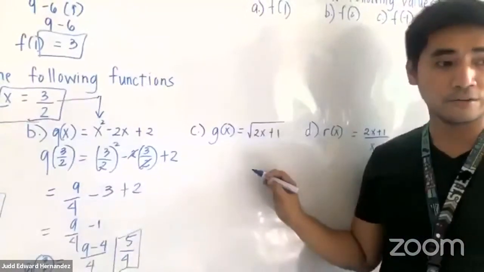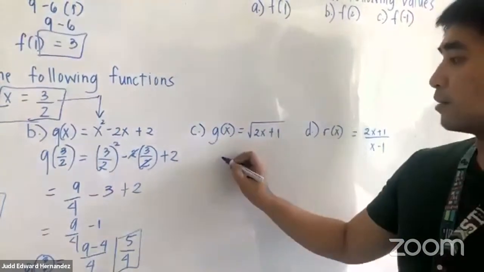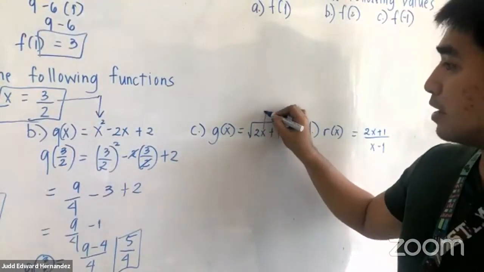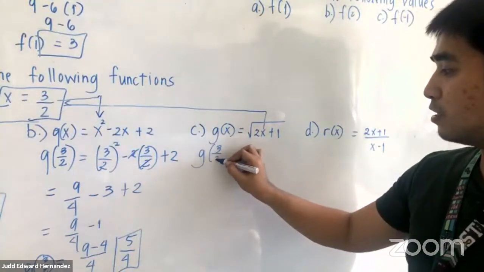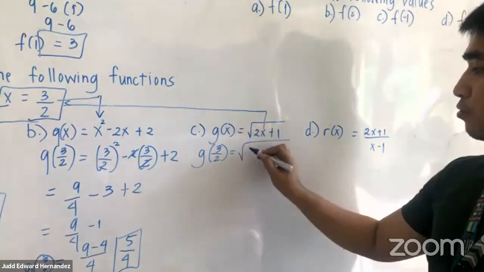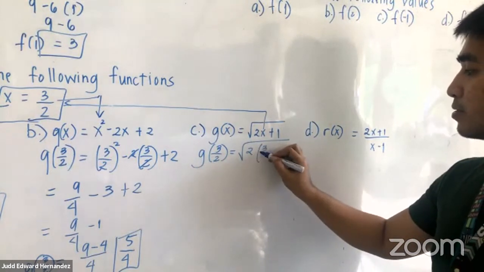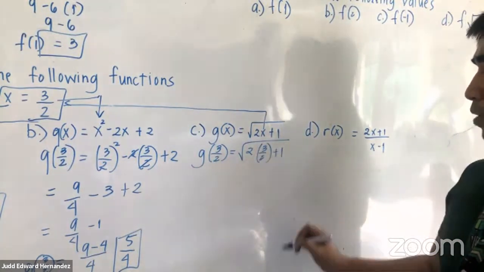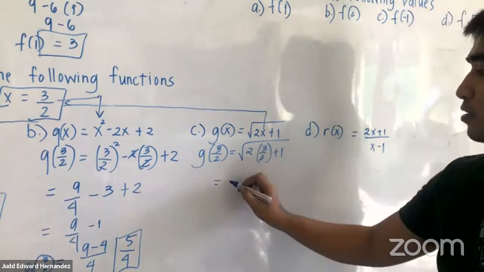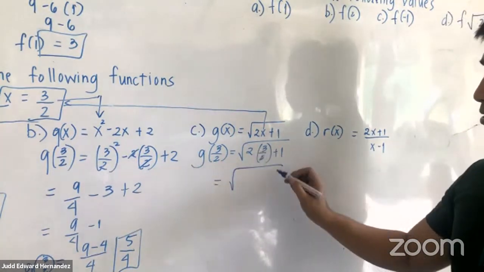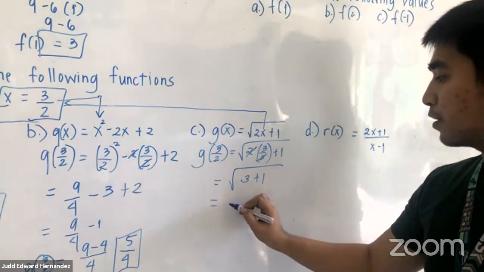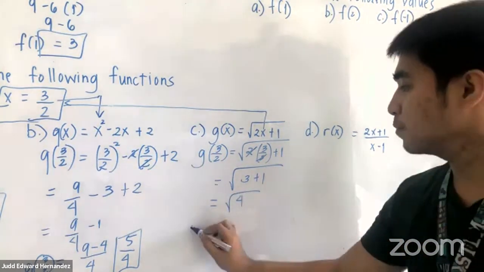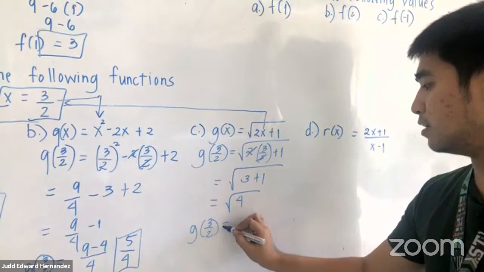Okay, we are given the square root of 2x plus 1. Therefore, we need to replace the value of x by 3 over 2. So we're asked to determine g of 3 over 2, and that is equal to the square root of 2 times 3 over 2 plus 1. We'll be having the square root of 2 times 3 over 2, cancel 2. That is 3 plus 1. Therefore, square root of 4. g of 3 over 2 now is equal to 2.